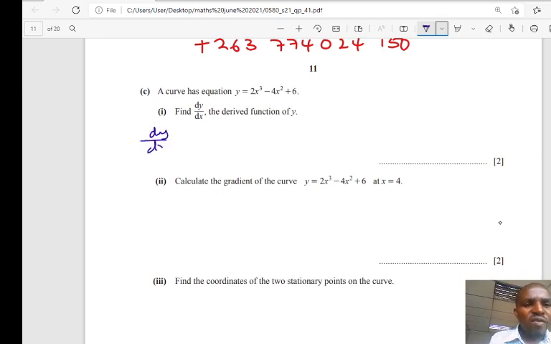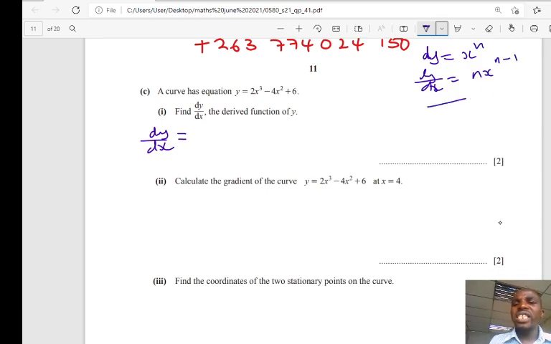dy over dx is equals to, differentiation, if you say y is equals to x to the power n, then dy over dx is equals to, you bring down the power n, then x to the power, you subtract 1 from the power. That's the basic concept or rule of differentiation, right? So you bring down the power and subtract 1 from the power. Maintain your x. Done.